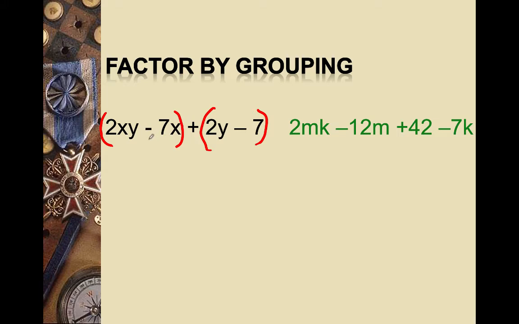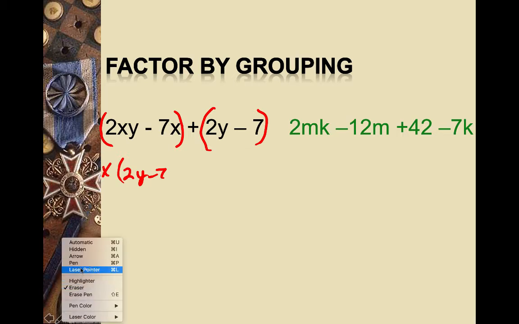And then I'm going to factor the greatest common factor out of both of them. Take an x out, I'm left with 2y minus 7. 2y minus 7, not 2y minus 7x. Geez. So the whole reason we took that out. Unbelievable. First mistake of the year.